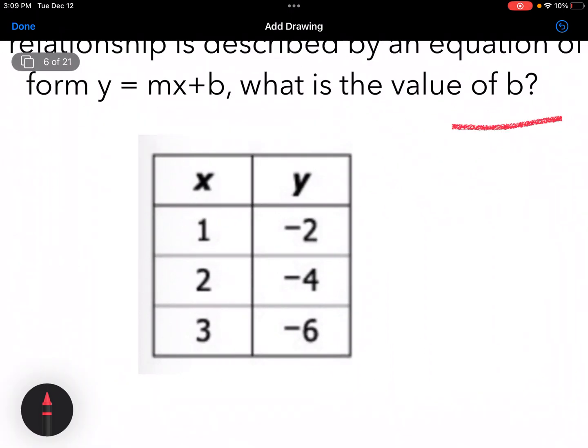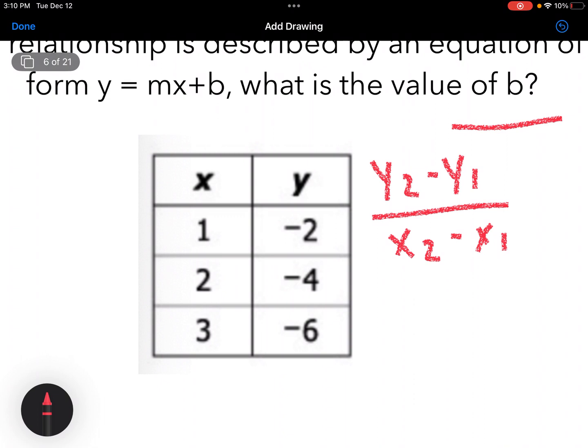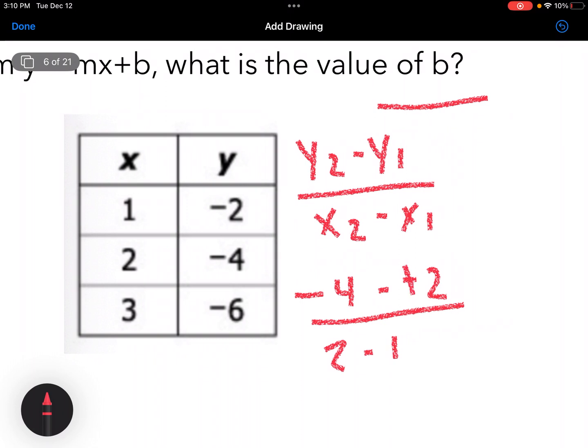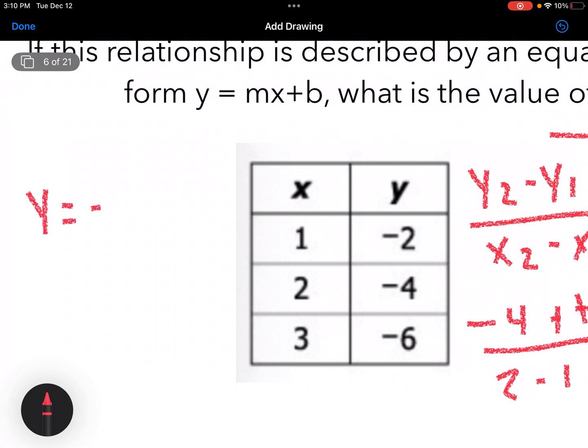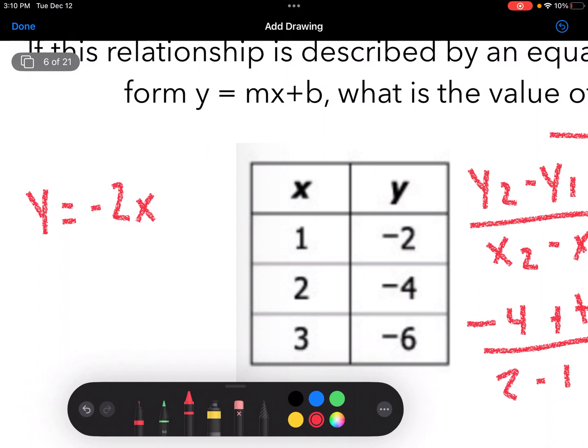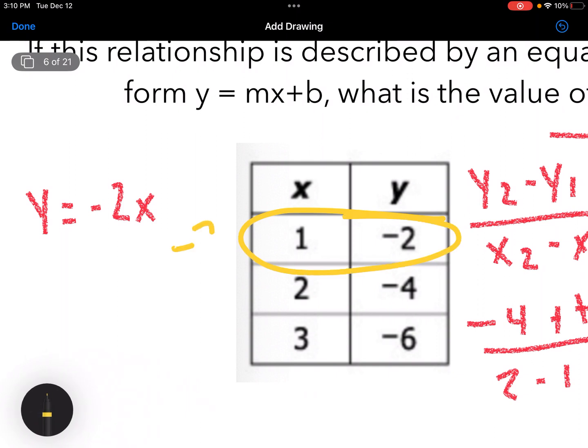Well, if you did this one in the last set, you did y2 minus y1 divided by x2 minus x1. You know that the slope here is -2. So we get y equals -2x. Then we're going to take that number and multiply it by that first coordinate pair. So -2 times 1. So -2 times 1 is -2, right?